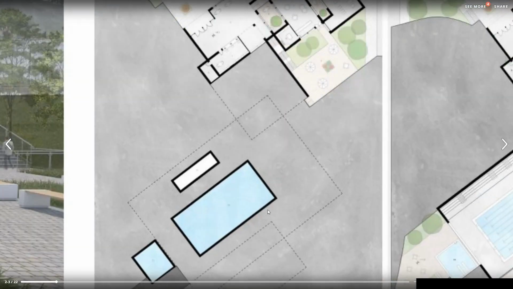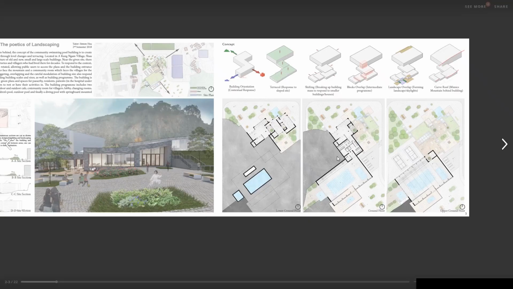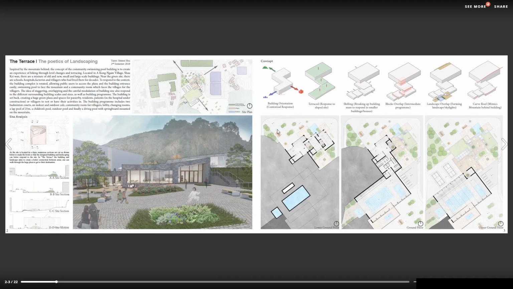Like, what's this dashed line? Maybe, is there a building above? Okay, yeah. Just little things like that. Just a key that tells me what the spaces are would be helpful.